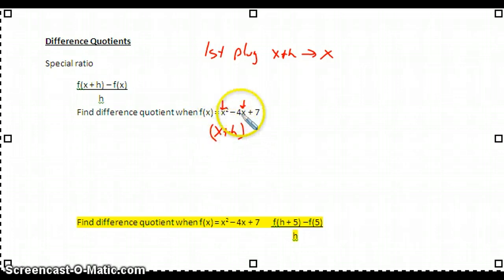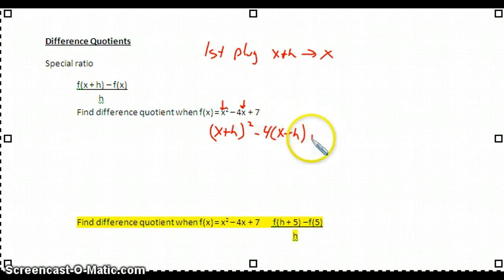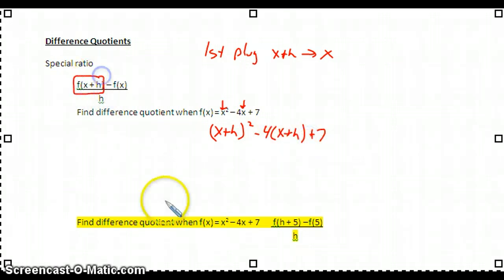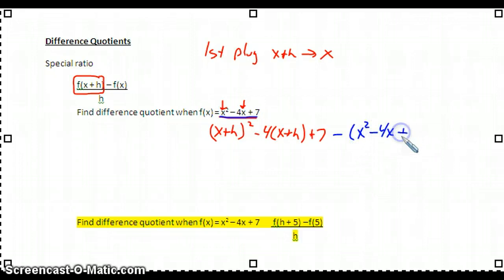So that becomes x plus h squared minus 4 times x plus h, and then plus 7. So that's just giving you this portion of the formula. Then it says to subtract f of x. Well, all of this is f of x. So the next thing I'm going to do, change the colors here, is I'm going to subtract f of x.